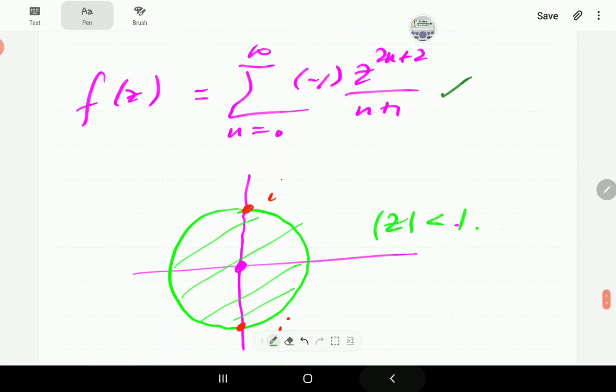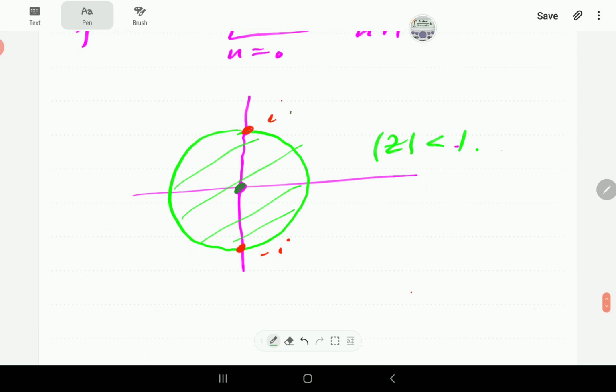And then again, this is expanded about the origin. We've already said that at plus or minus i, this function is singular. So that's going to be the region at which the function is convergent.